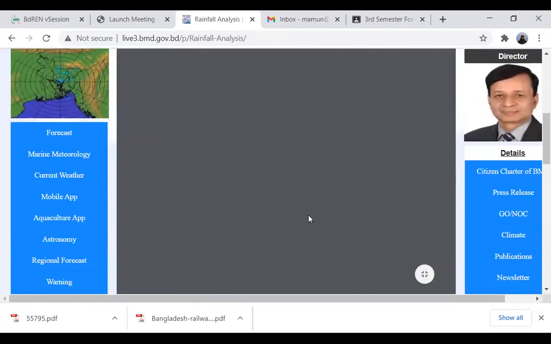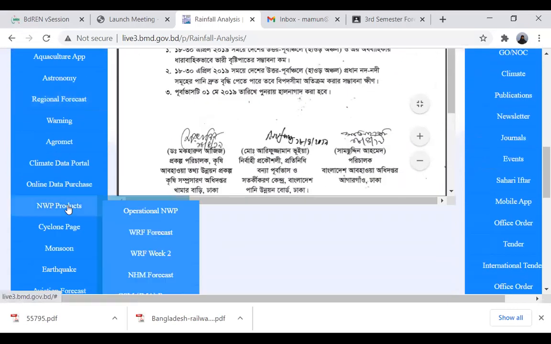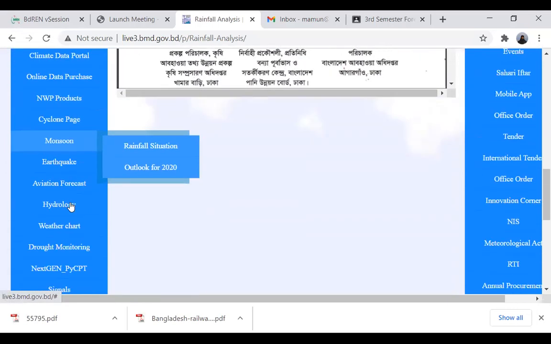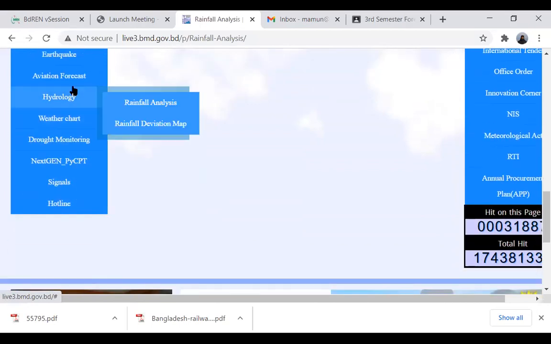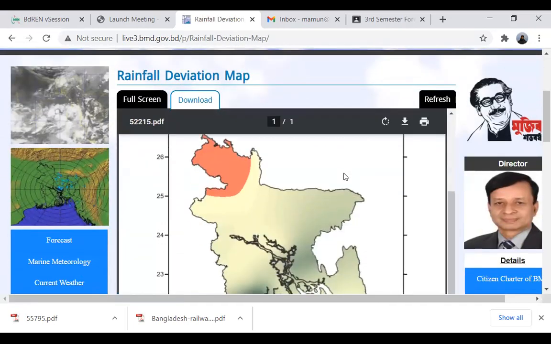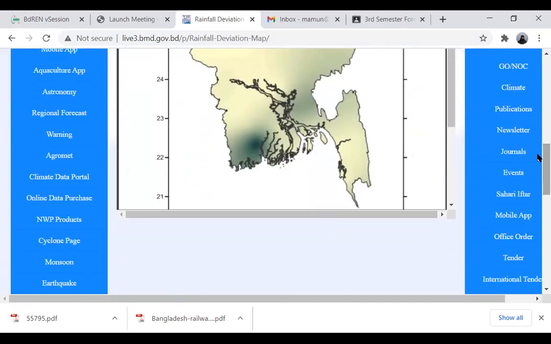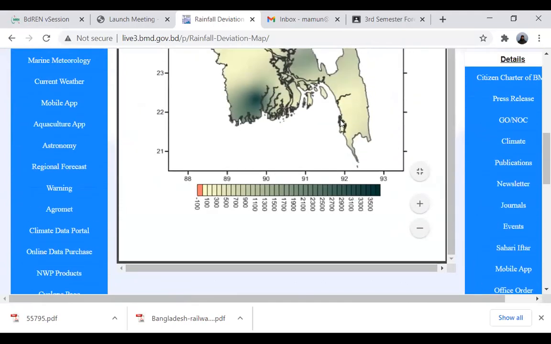Let's see. Rainfall analysis, what they say here. So it is quite a long time ago information, you see. 2019. A long time ago information, because that is a very special one, that's why maybe. Let's see rainfall deviation maps. Okay, fine. Let's see what it means.